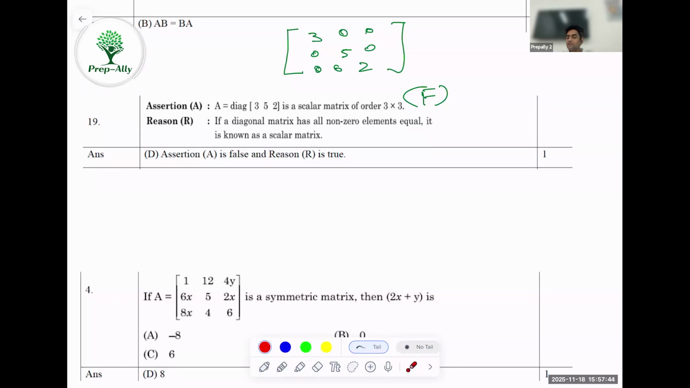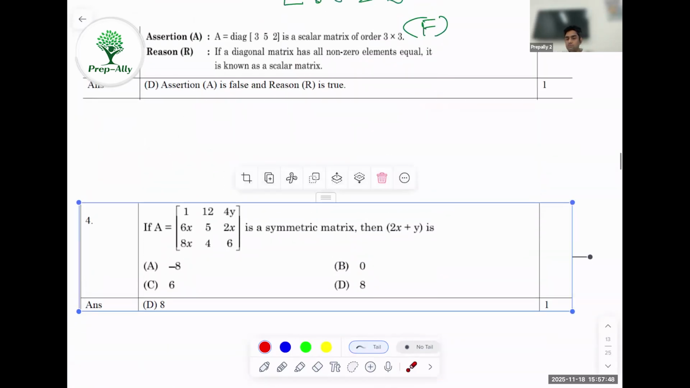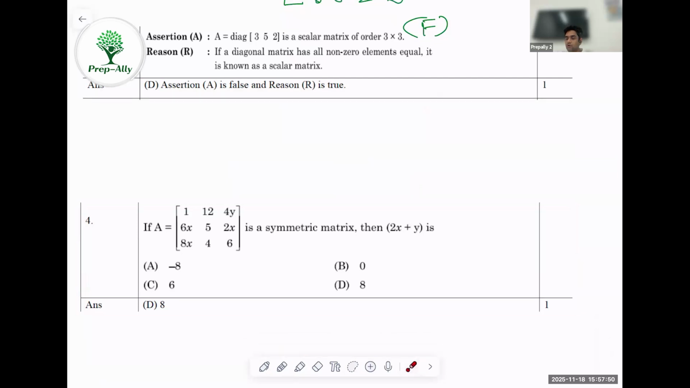We'll move on to the next one. Again, it's about symmetric matrices. So over here we have got A to be this. We have to check whether it's a symmetric matrix or not. So we'll just take its transpose and equate it to the matrix itself. For a symmetric matrix, A transpose should be equal to A.